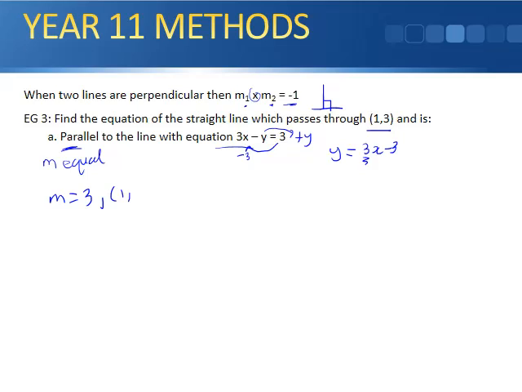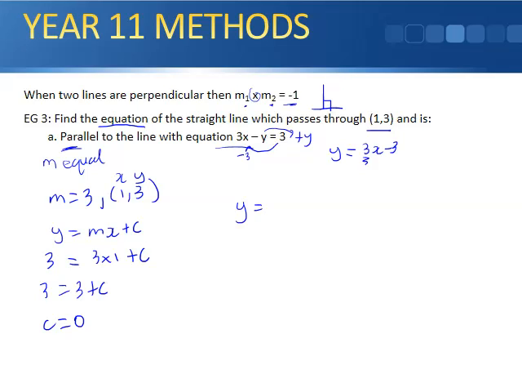Now, gradient 3 and the point (1, 3), wants an equation of a line, so I'm going to use y equals mx plus c. I'm going to substitute, there's my x, there's my y, so I can find my c. So I get 3 equals 3 times 1 plus c. I get 3 equals 3 plus c, and I get c equals 0. So I get y equals 3x, and my c is 0. So that is my rule there.